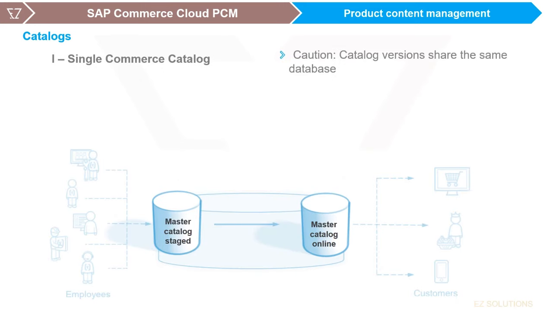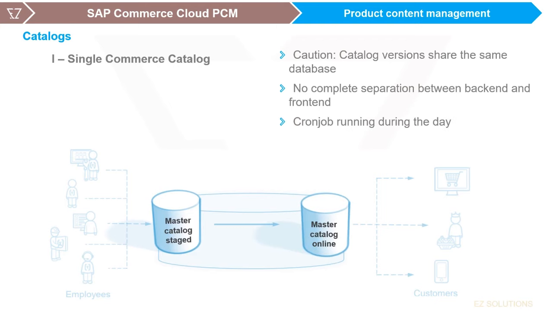It is important to note that both versions share the same database and there is no complete separation between the backend, the staged version, and frontend, the online version. This means that any updates made to the catalog in the staged version will affect the online version. It's also important to consider the impact of running cron jobs during the day, as this can lead to increased database activity and the need for cache invalidation. This can affect the performance of the system and should be taken into account when scheduling cron jobs and making updates to the catalog.